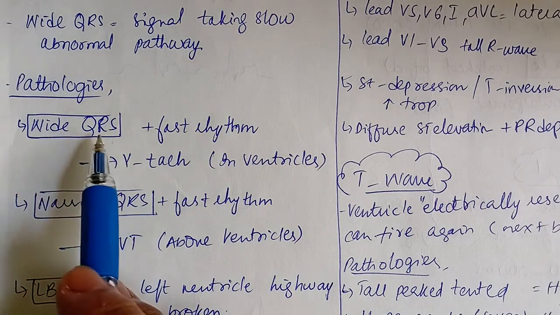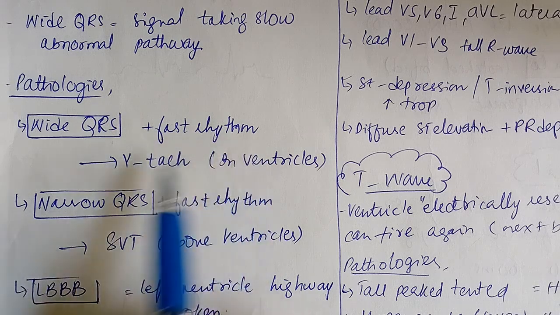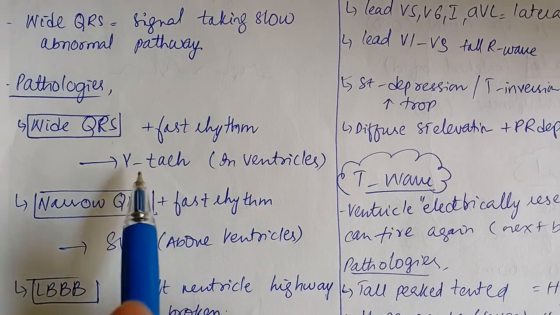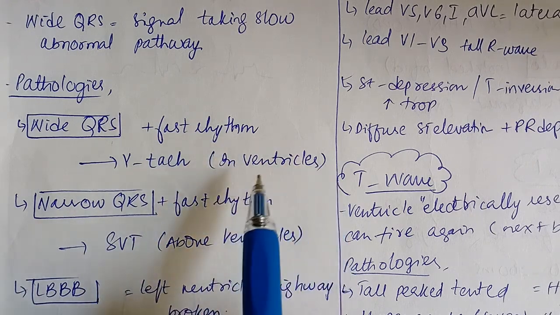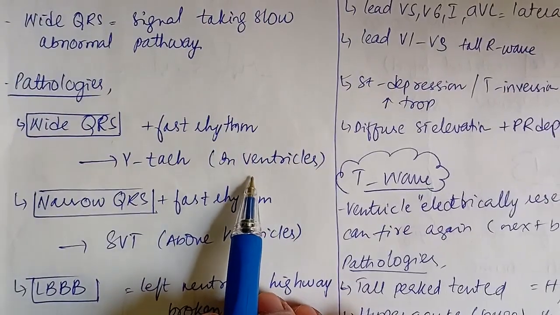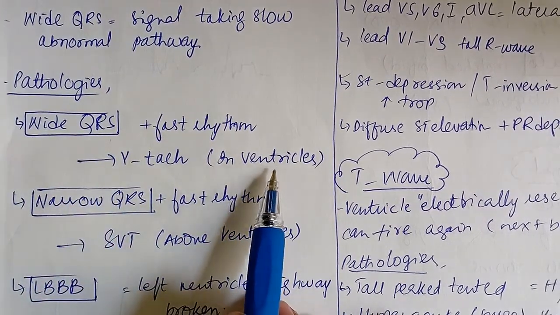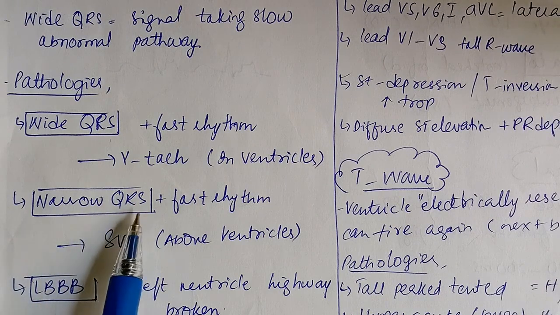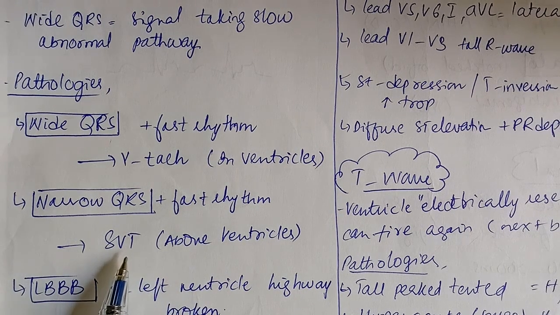If you see a wide QRS complex and there is a fast rhythm, it would be ventricular tachycardia. That means the arrhythmia is arising from the ventricles. So a wide QRS complex would be when it is in the ventricles. A narrow QRS complex plus fast rhythm means that it is coming from above the ventricles, and it is usually SVT.